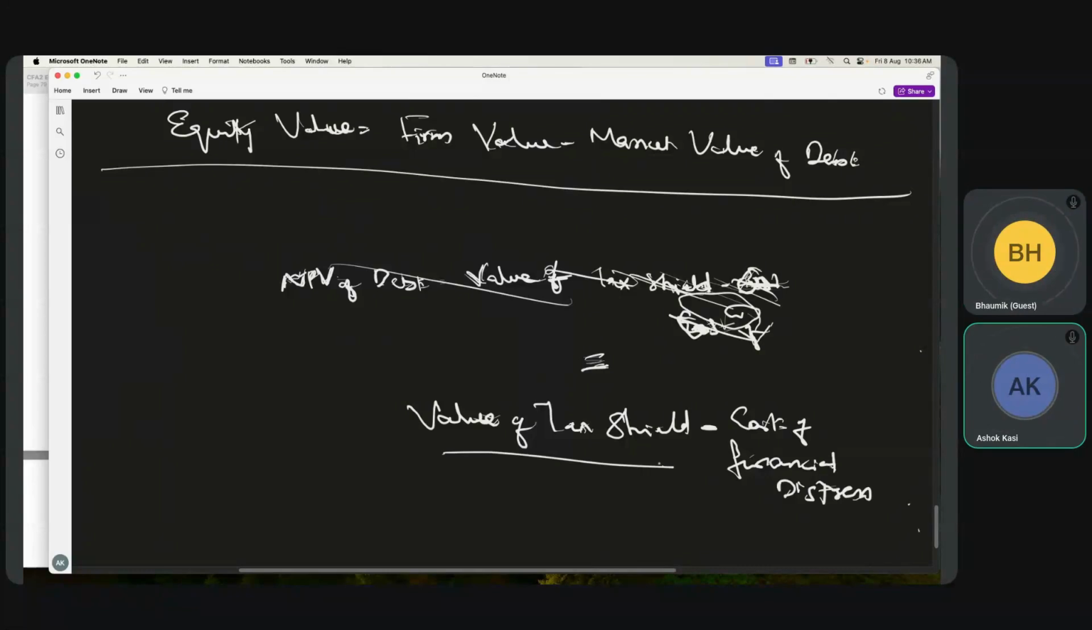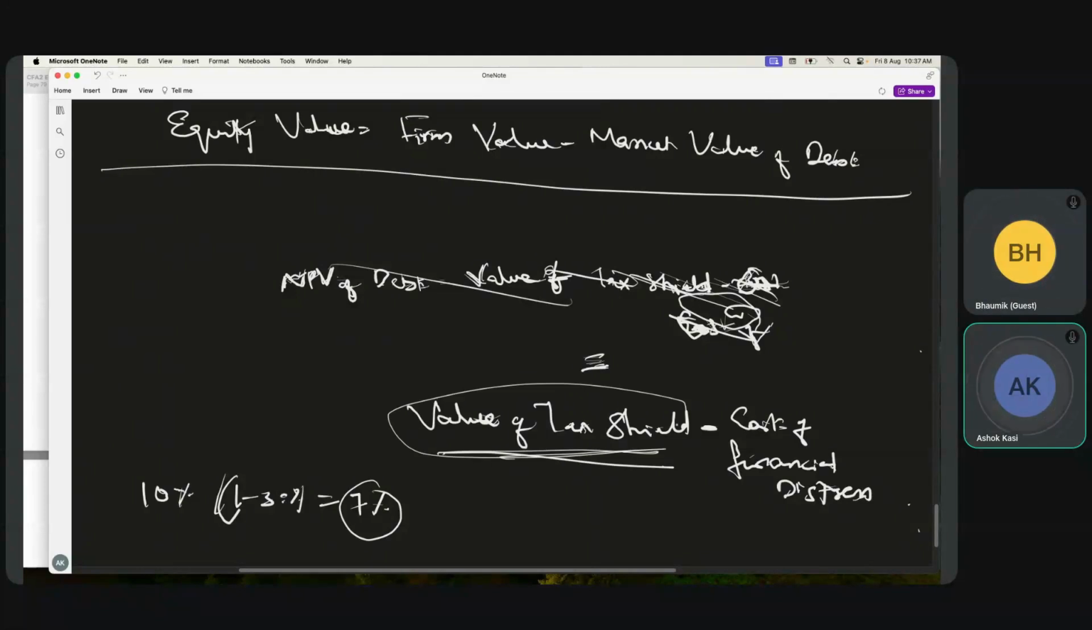Value of tax shield means what? Say for example, the before-tax cost of debt is 10 percent and tax is 30 percent. So now they have to pay only 7 percent. That means the remaining 3 percent is the value that is getting created. So the value of tax shield is 3 percent being created.